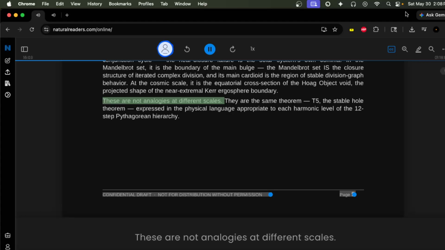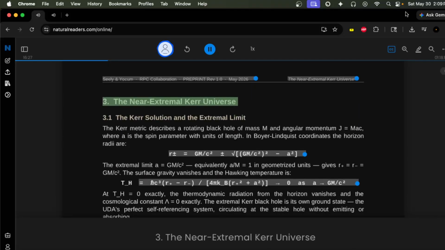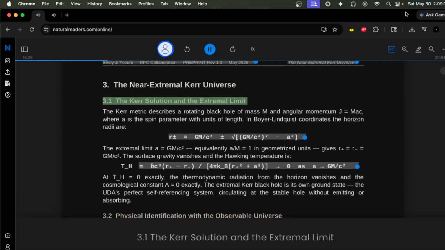These are not analogies at different scales. They are the same theorem, T5, the stable hole theorem, expressed in the physical language appropriate to each harmonic level of the 12-step Pythagorean hierarchy. 3. The near-extremal Kerr universe. 3.1 The Kerr solution and the extremal limit.